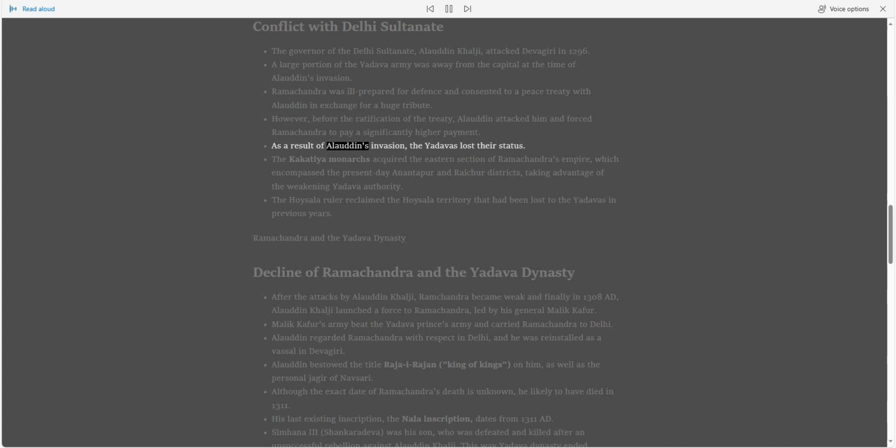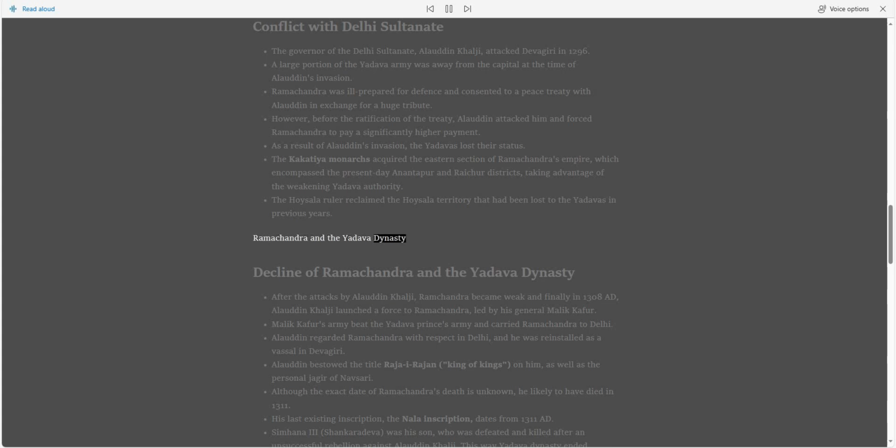As a result of Alauddin's invasion, the Yadavas lost their status. The Kakatiya monarchs acquired the eastern section of Ramachandra's empire, which encompassed the present-day Anantapur and Raichur districts, taking advantage of the weakening Yadava authority. The Hoysala ruler reclaimed the Hoysala territory that had been lost to the Yadavas in previous years.